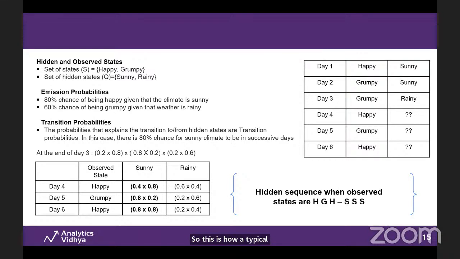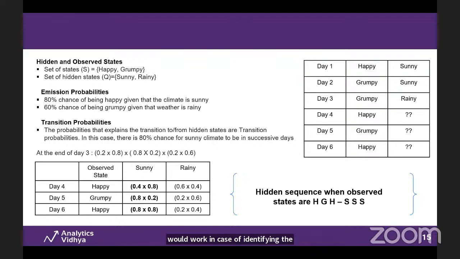And the second use case, which I explained, finds its application in gene prediction, where we are trying to find the protein sequences based on the structural RNA or tRNAs. So this is how a typical hidden Markov model would work in the case of identifying the sequences.